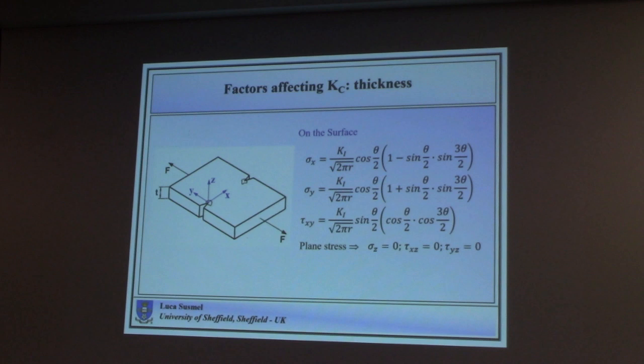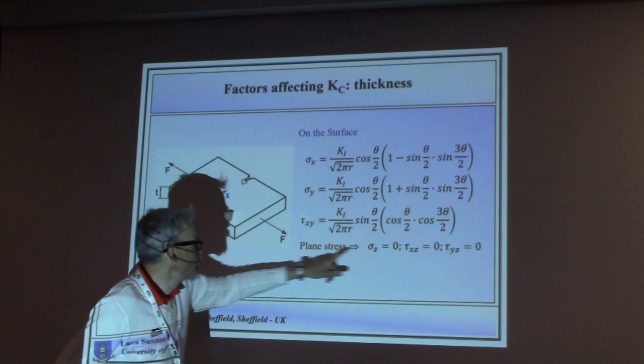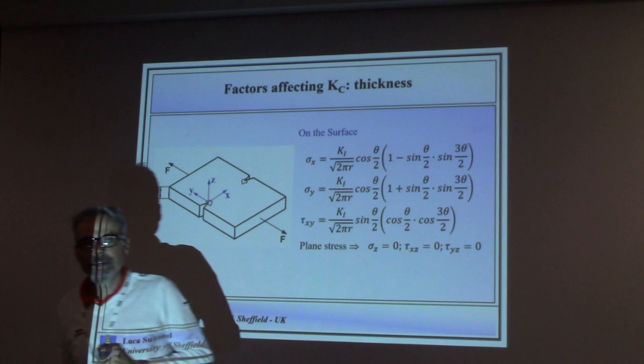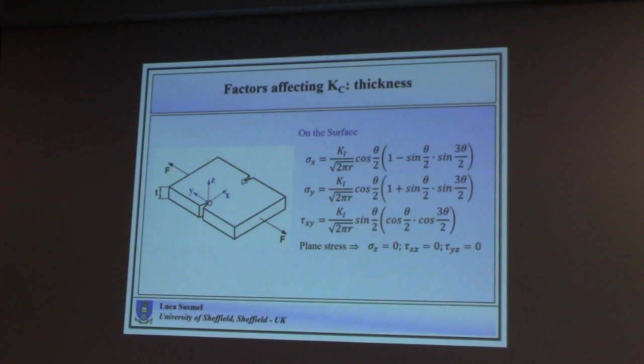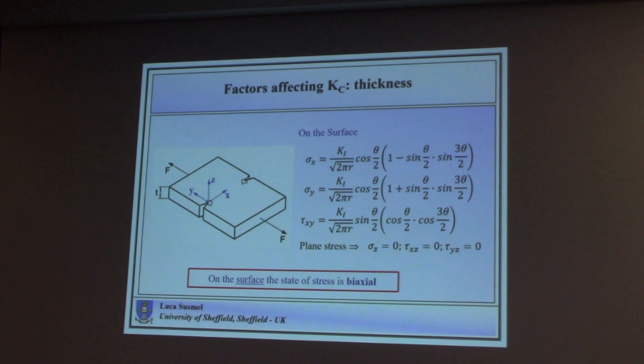Are you with me? Do you all agree with me? Good. Okay, this means that it's plane stress. This means that according to this definition, the stress along axis Z is equal to zero. Okay, but since we can assume that, as we always do, that our slice of British bread is biaxial, according to Irwin's equation, the state of strain on the surface is triaxial, isn't it?